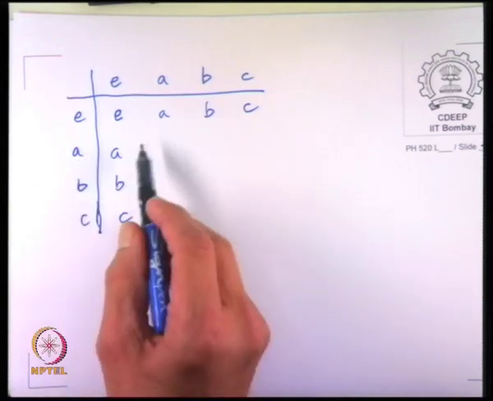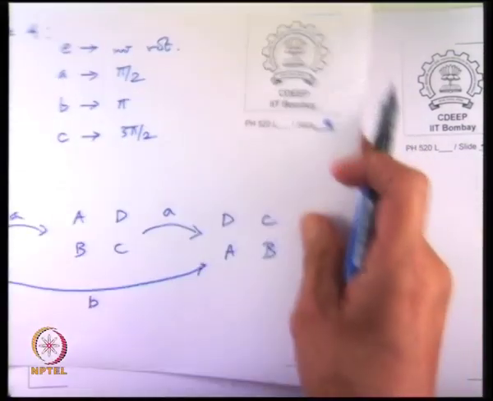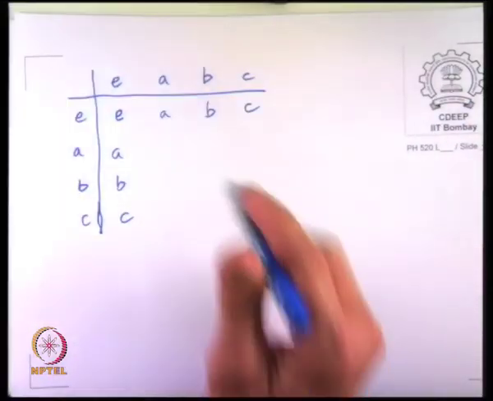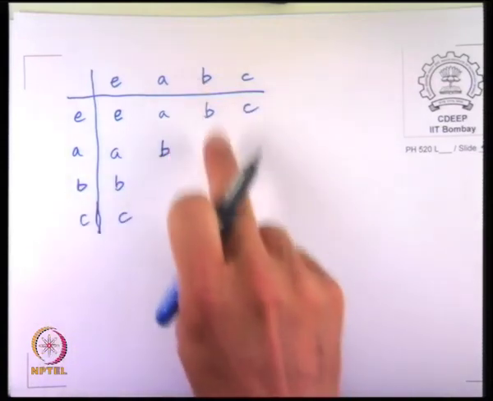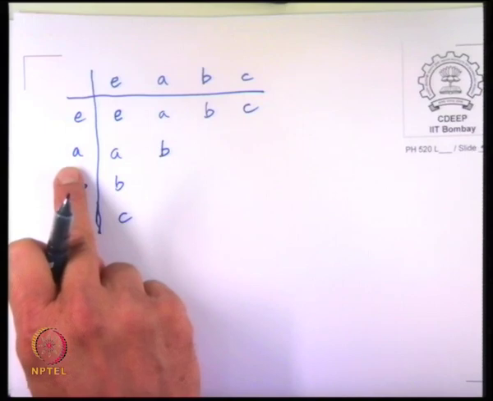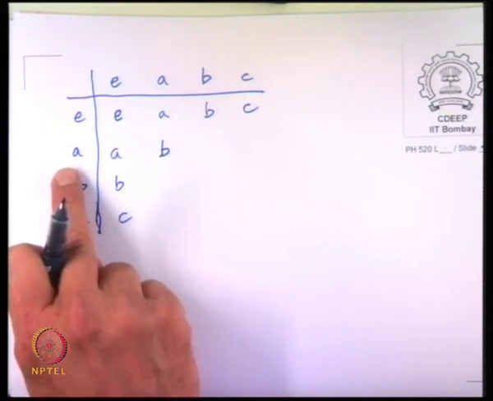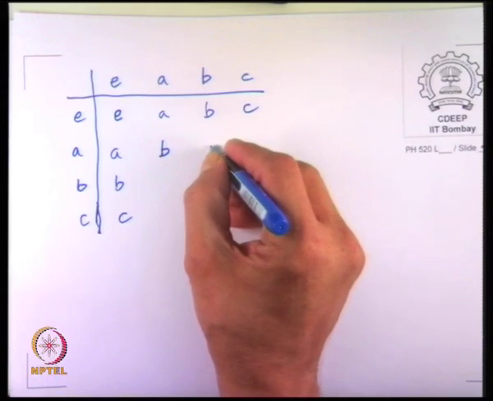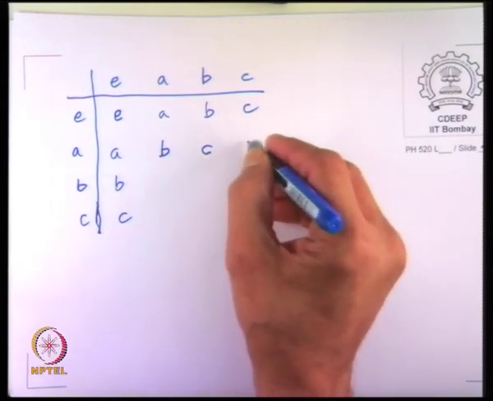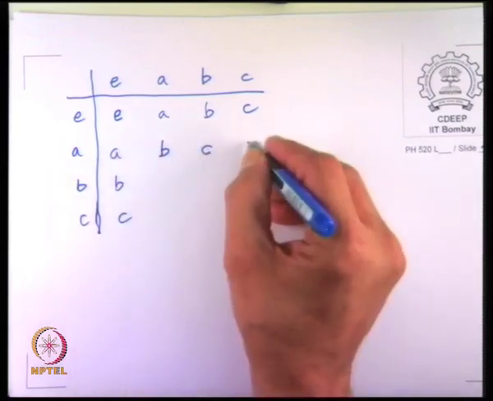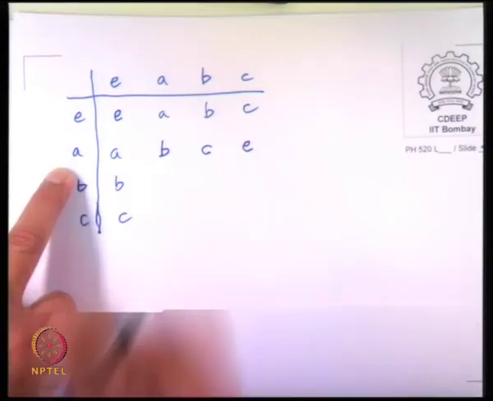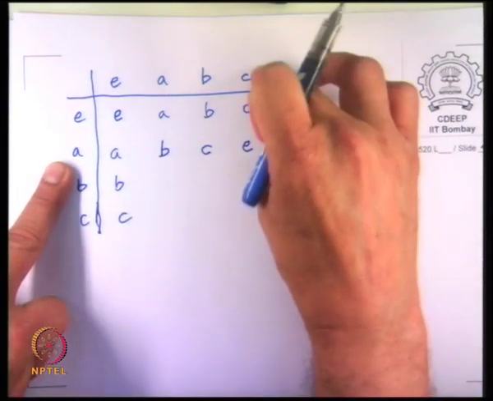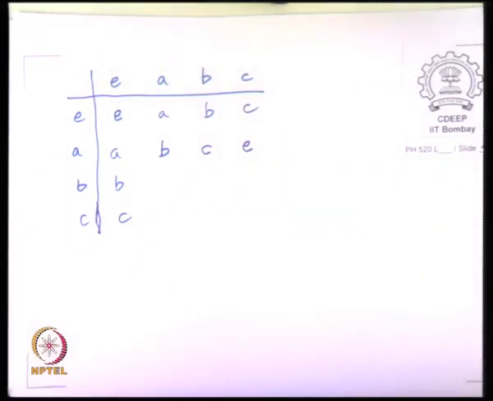Now A squared, as we just checked here, is basically B, so we get B. If we already have B, which is a pi rotation, and then do an additional pi by 2 rotation, we will get a 3 pi by 2 rotation. So this is C, and then we are back. The only thing left is E. So obviously a pi by 2 rotation, a 90 degree rotation, combined with a 270 degree rotation gives you back identity. So that is how this row goes.